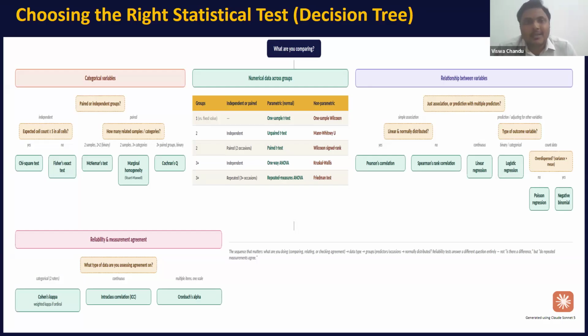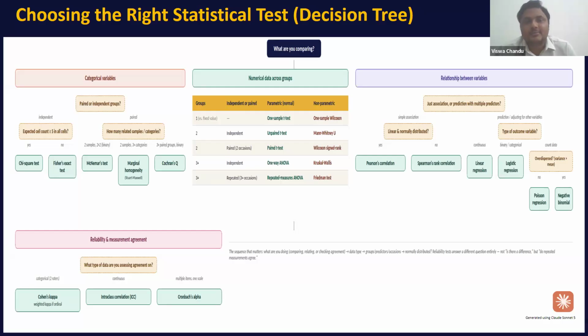If you are comparing categorical variables, the first question is whether this is independent data or paired data. If it is independent data, the next question is, what about the expected cell count in all cells? If it is less than 5 in any of the cells, then you have to go for a Fisher's exact test. If it is greater than or equal to 5, you can go with a chi-square test. And if it is paired data, how many related samples are there? If there are 2 samples and it is only dichotomous data, then you can go for a McNemar's test.